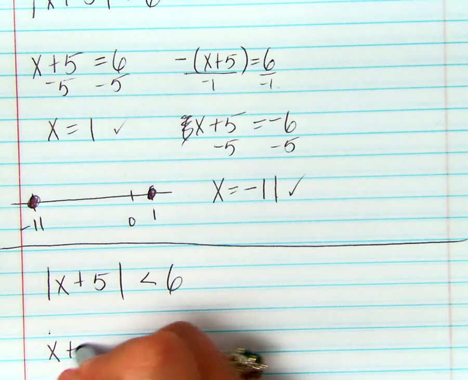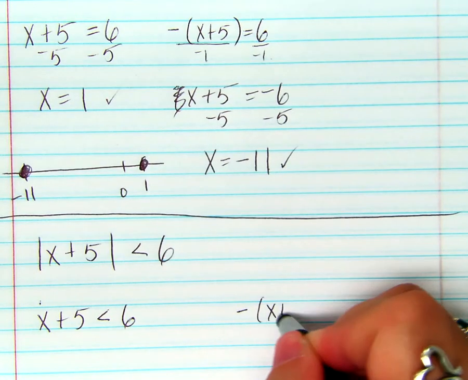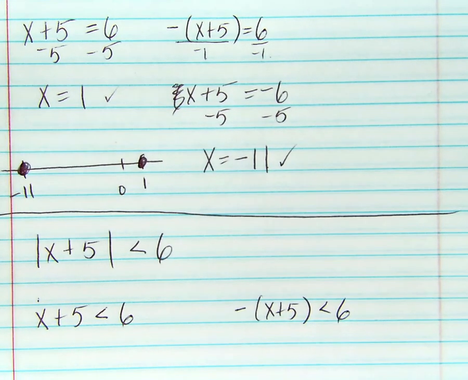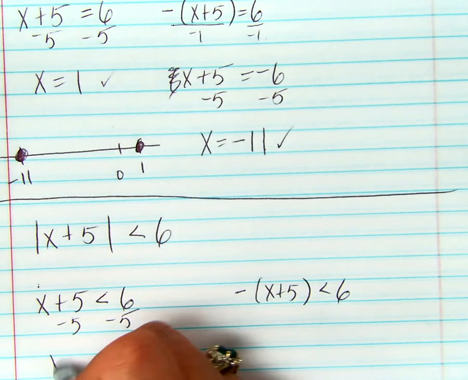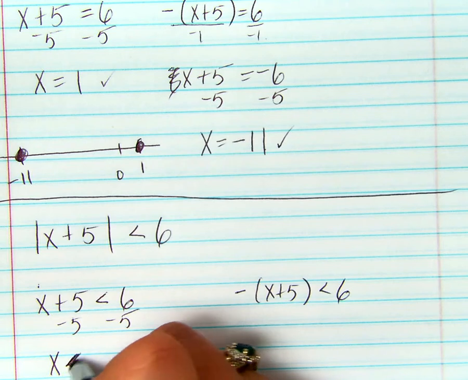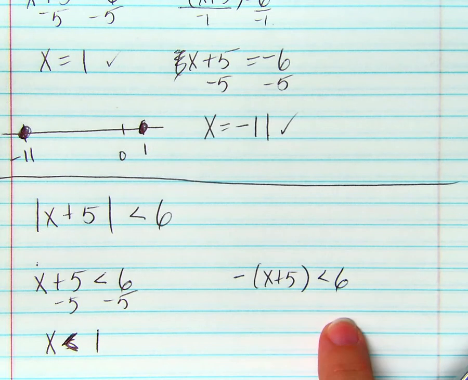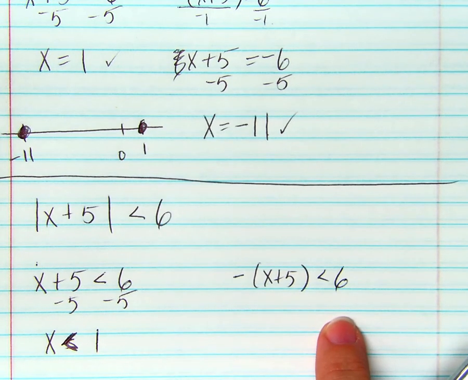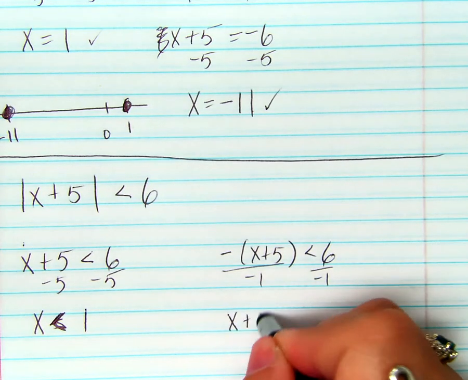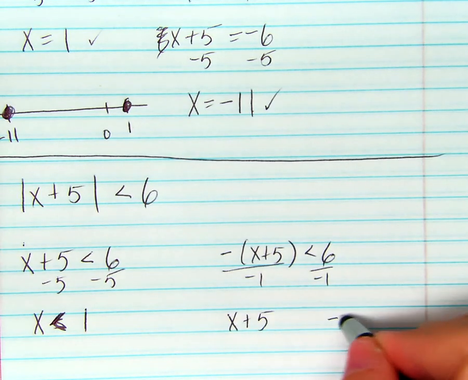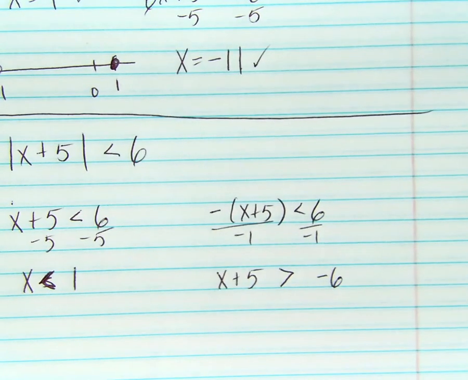And one of those equations is x plus 5 is less than 6. And the other one is negative x plus 5 is less than 6. So in this one, all I do is subtract 5. x is less than 1. Right? Here's where it matters. Because when I go to divide both sides by -1, yeah, I get x plus 5, yeah, I get -6. Yes, it does. Absolutely. I have to flip that inequality sign.